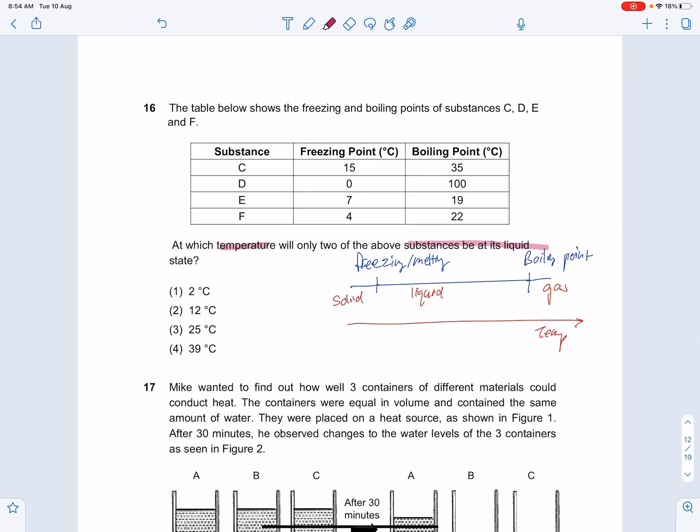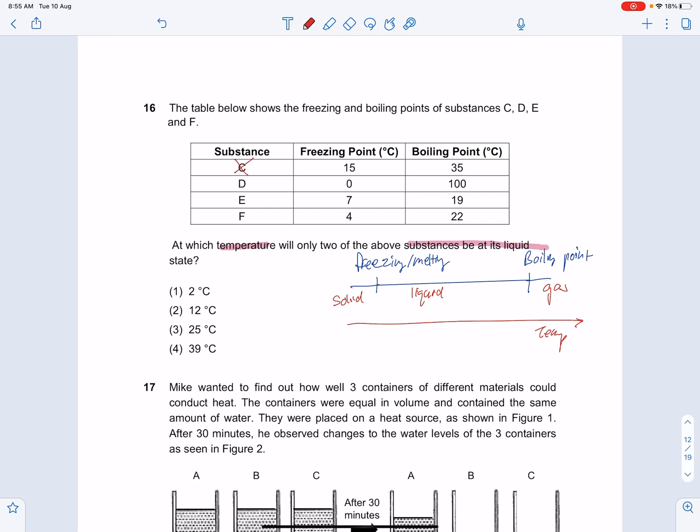Okay, so let's take a look at it. At 2 degrees Celsius, we know that for C, it's below its melting point. So 15 degrees is its freezing point. If it's 15 over here, 2 degrees is somewhere over here. So it's going to be a solid, right? So looking at that, I know that C at 2 degrees Celsius is not going to be a liquid. So I'm going to cross this out.